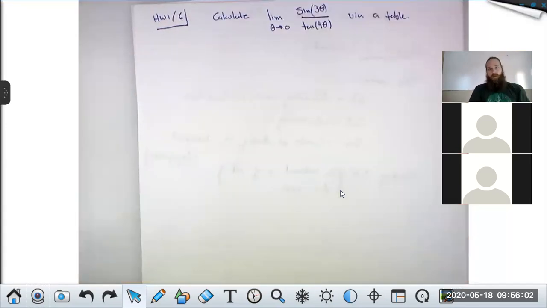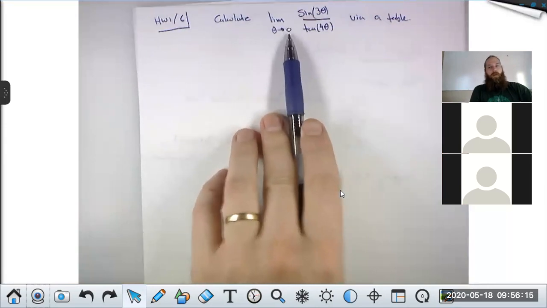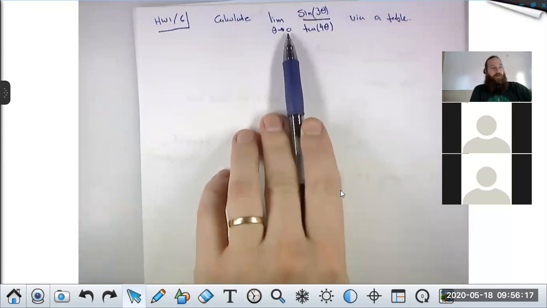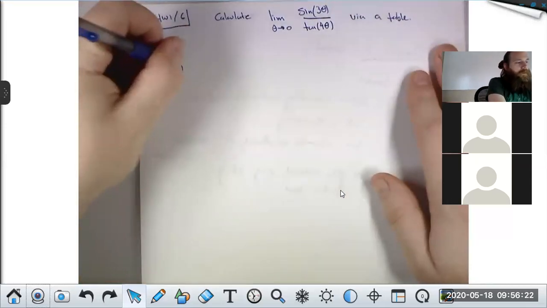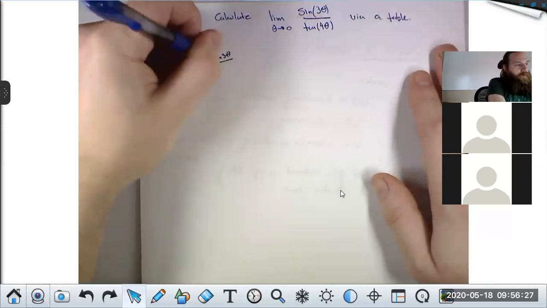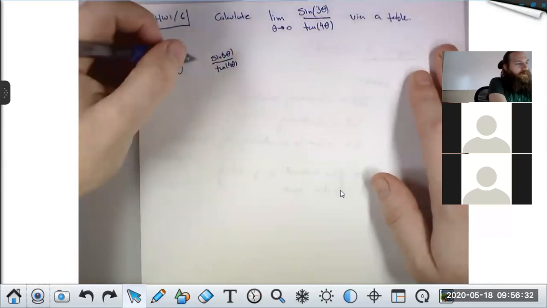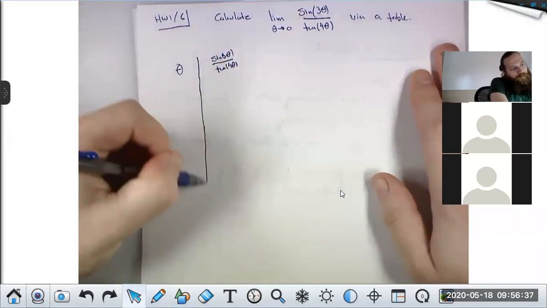Okay, so they say to calculate this limit, the limit as theta goes to 0 of sine 3 theta divided by tan 4 theta, by making a table. What that means is I should plug in a bunch of theta values that are really, really close to but not equal to 0 and see if those numbers are getting closer and closer to anything in particular. So here's my theta, and over here I'll have sine 3 theta over tan 4 theta. So it's just going to be a table of values.